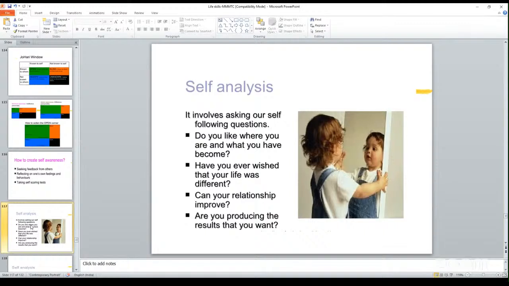Are you an effective teacher? Are you an effective spouse? Other than having a routine work, are you managing better? That's self-analysis, part of self-awareness. Question, answer yourself, you get a better awareness.